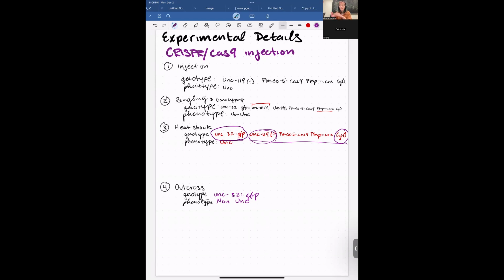Then we removed the UNC119 rescue by heat shocking the worms to induce expression of Cre recombinase, which acted on the floxed UNC119 rescue to remove that rescue, then leading to progeny of heat shocked worms being uncoordinated. Then we crossed out the UNC119 mutant and the accompanying transgenes to, in the end, get worms which have a GFP tag on UNC32 that are also wild type movers, non-UNC.